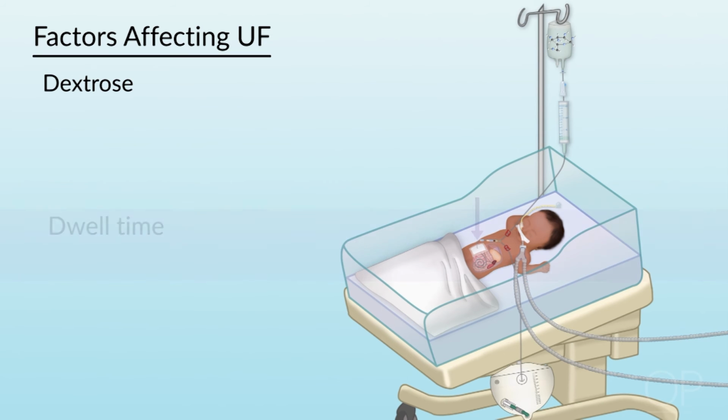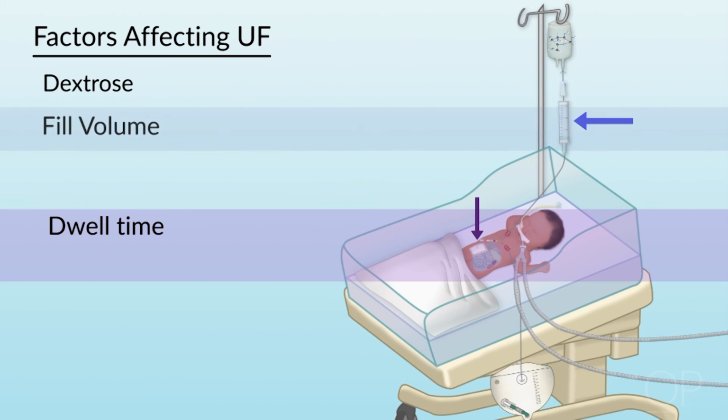If you increase the dwell time, the amount of time the fluid is in the peritoneal cavity, that will also allow for more water removal. Finally, if you increase the fill volume, the amount of fluid you put into the peritoneal cavity, that will also allow for larger water removal or increased ultrafiltration.